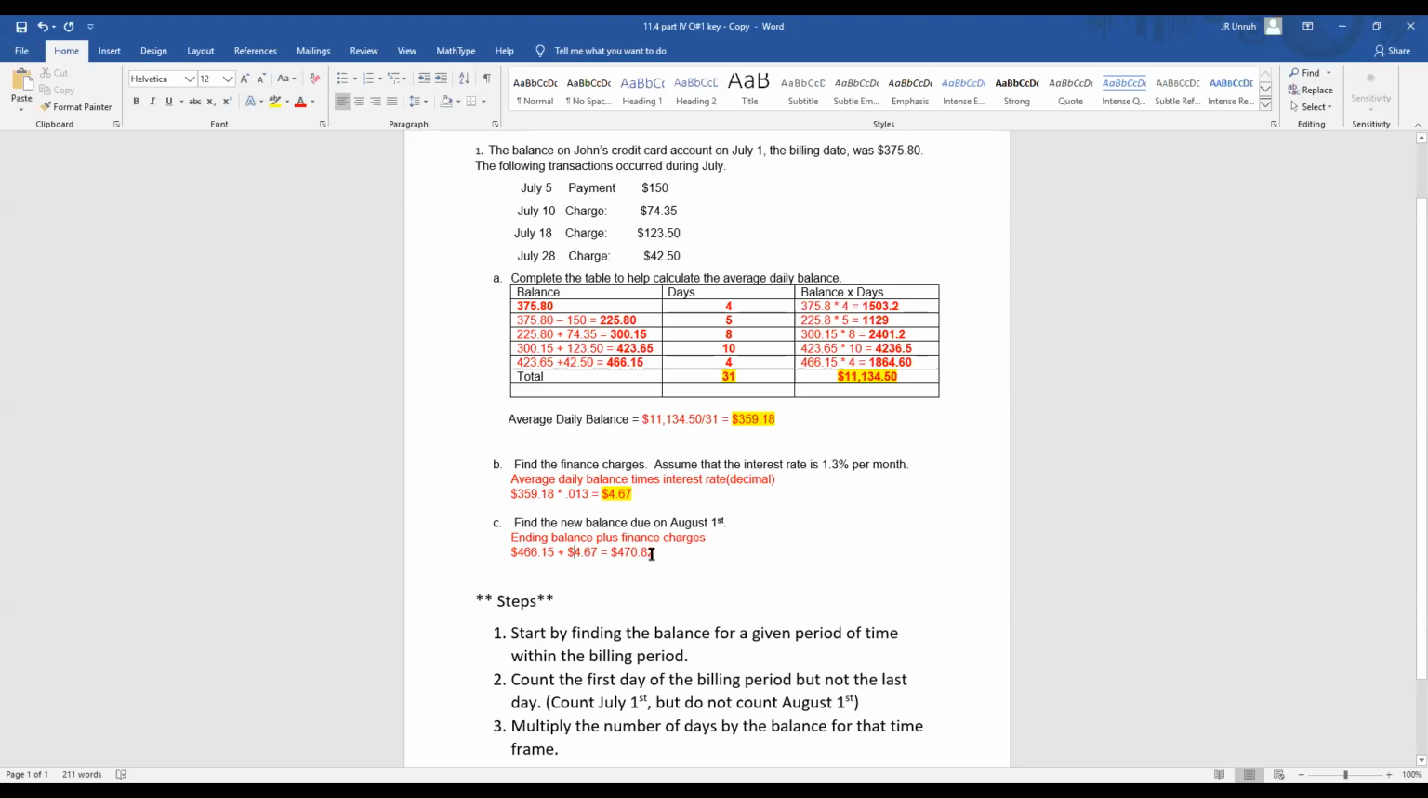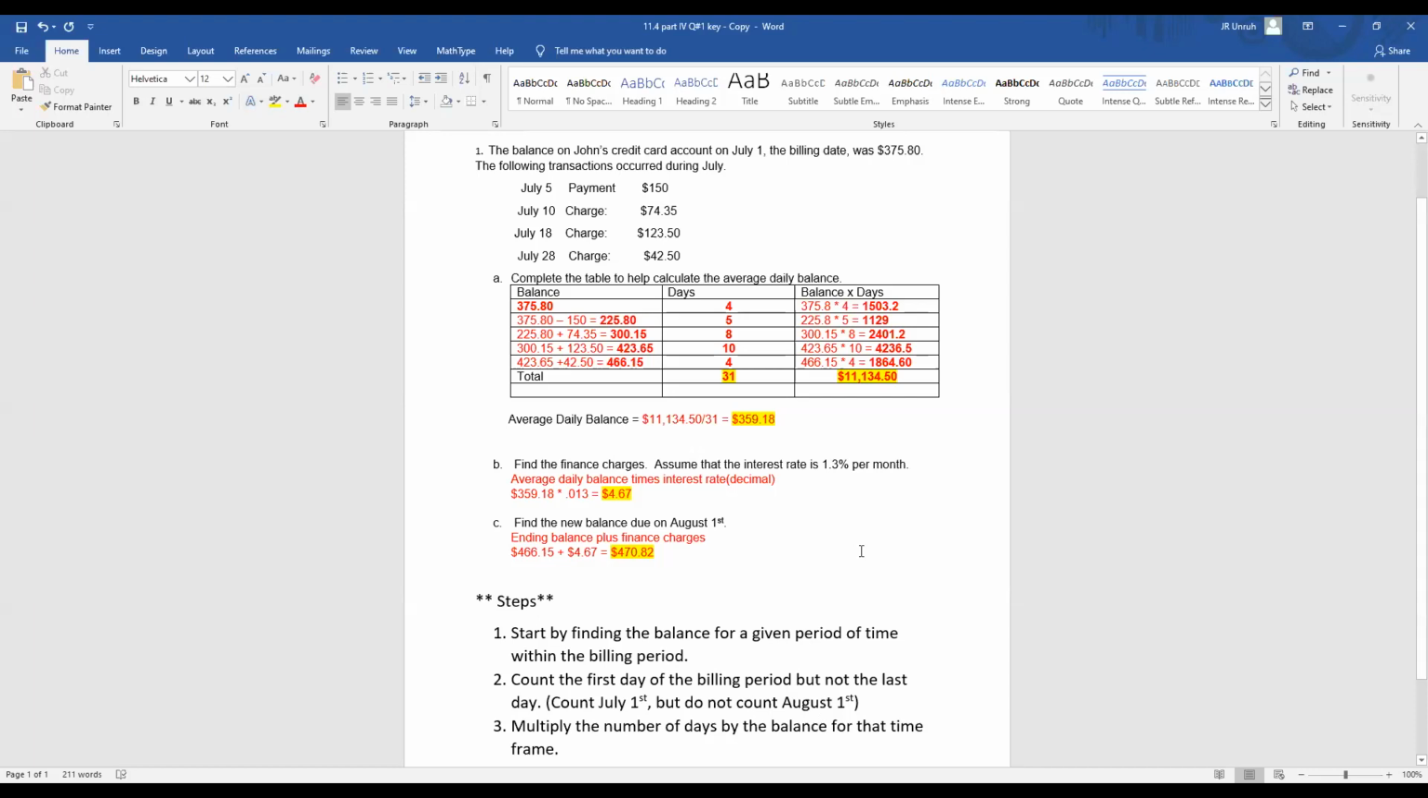$470.82. And remember, last week we did minimum monthly payments, which is different than the average daily balance method. So the $470.82 would be the total amount due. However, the credit card company may require only a minimum or a portion of that, but this would be the new balance moving forward for John on his credit card account.